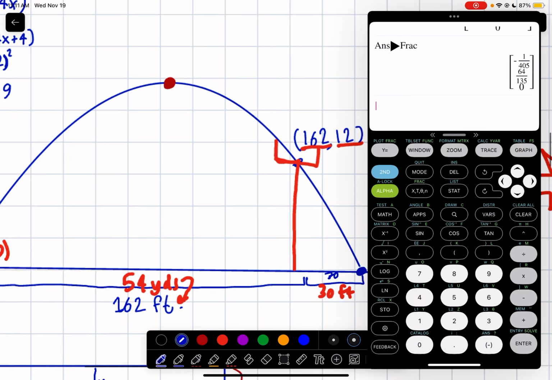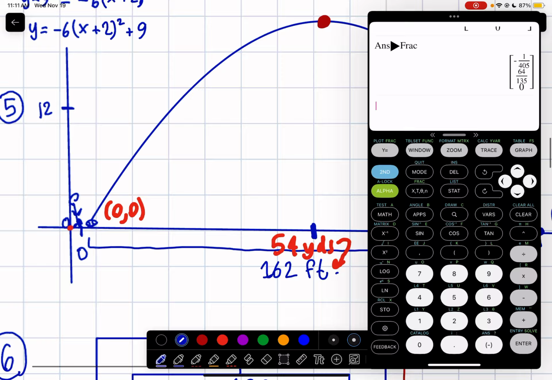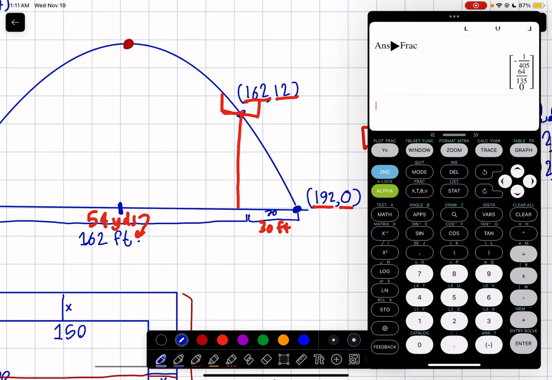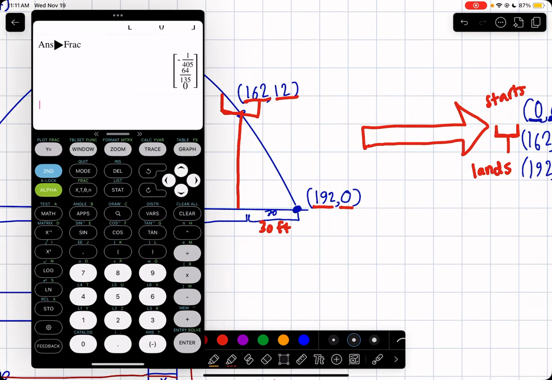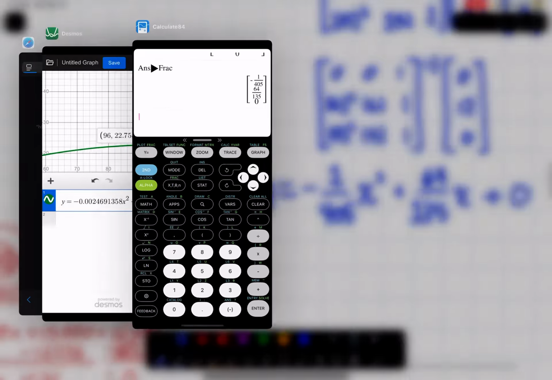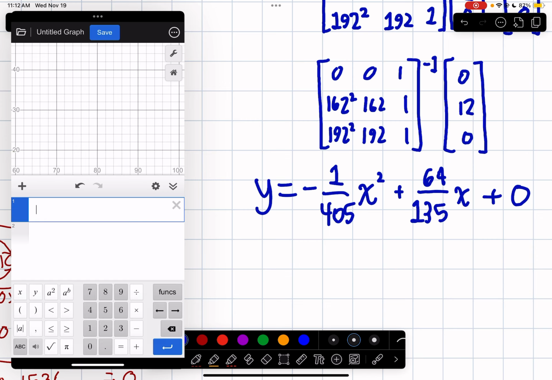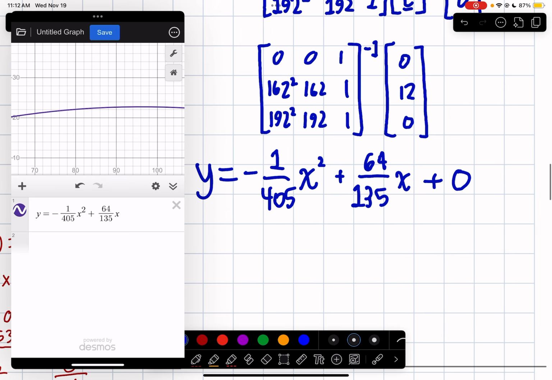We know that the vertex is going to be exactly halfway between 0 and 192, which is 96. So I can either plug that in to this equation for x, or I can graph it in Desmos and just click on the vertex. I'm going to do that just because it's faster. So negative 1 over 405 x squared plus 64 over 135 x. I'm not going to worry about doing plus 0 because that won't change anything.